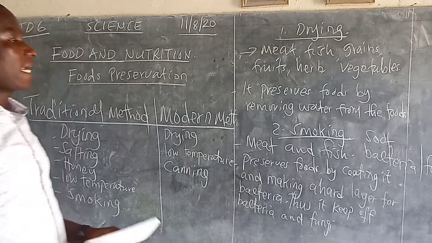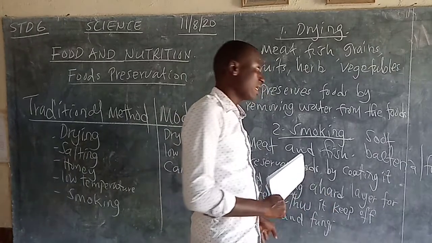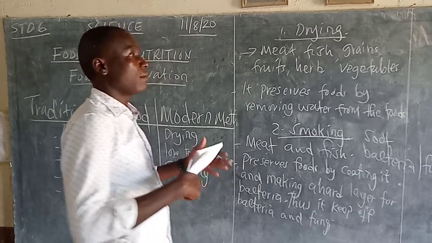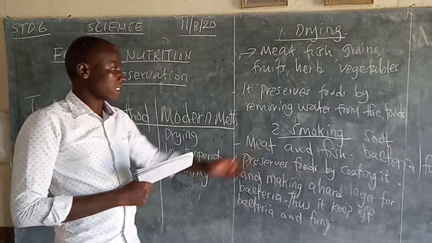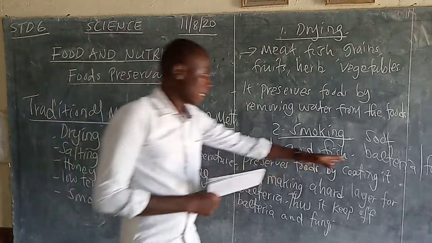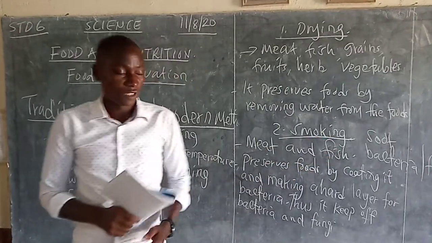If you are forming a hard layer so that bacteria will not enter, what are you doing? You are keeping off the bacteria. The bacteria will not be able to penetrate into the food and destroy it. Hence, once something is stored free of bacteria, that thing will not be decomposed, because bacteria are agents of decomposition.